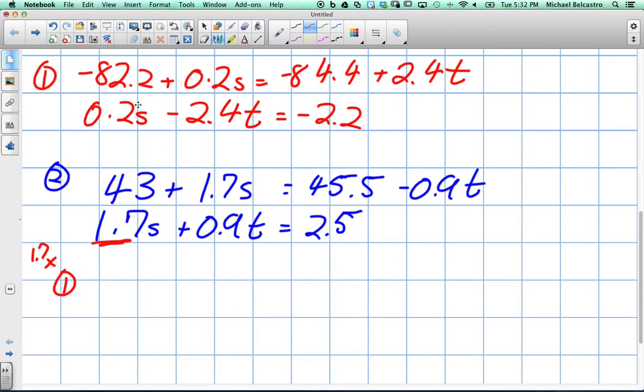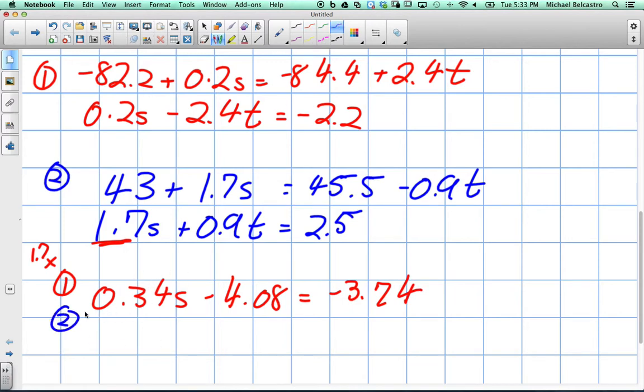Well, 0.2 times 1.7 will give us what coefficient? 0.34. Okay, 0.34s. And then 1.7 times negative 2.4. 4.08. And then negative 2.2 times that same value, times, sorry, 1.7. Negative 3.74. Great. Okay, so we've changed this so the coefficient in front of s is the same.